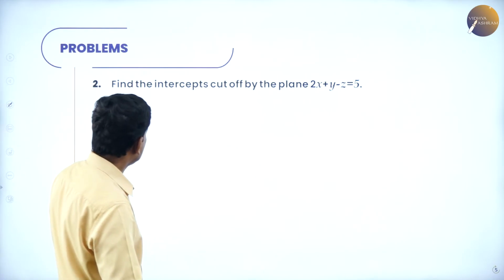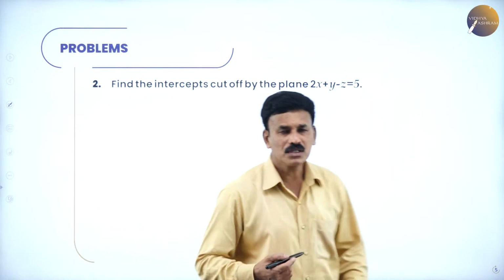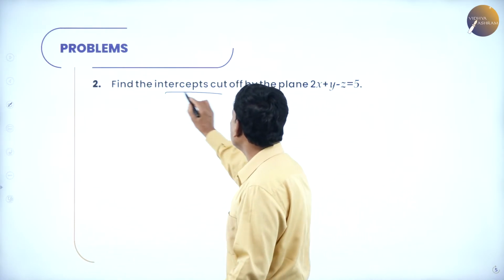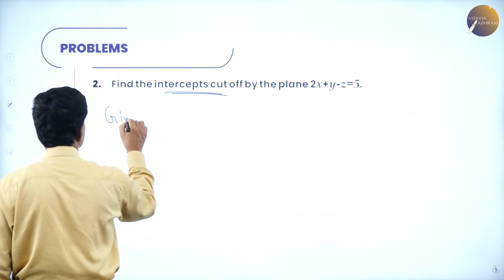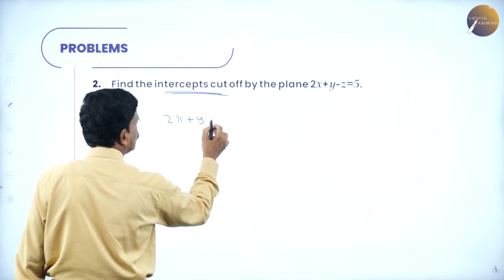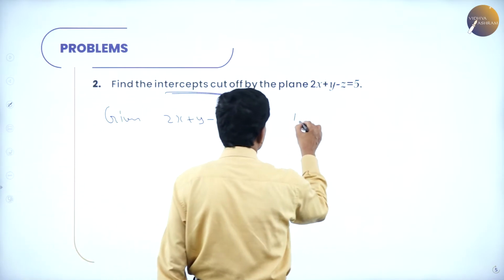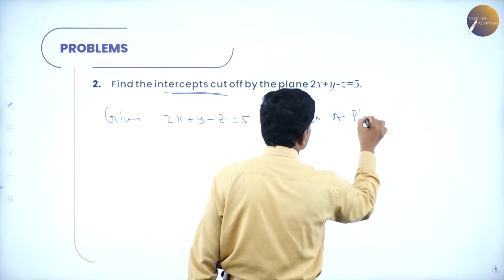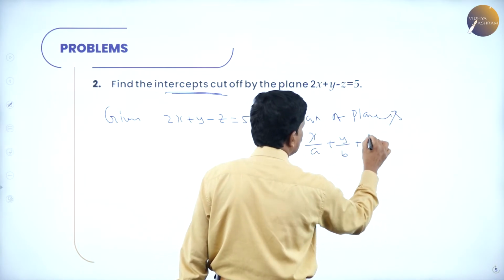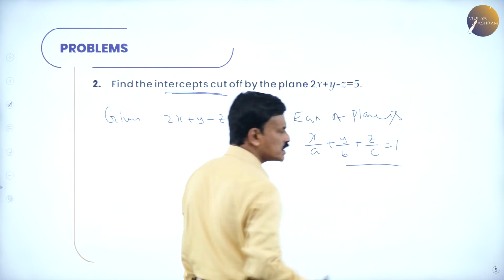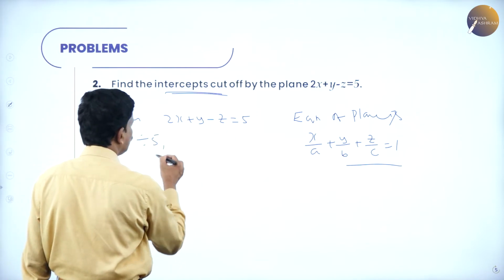Find the intercepts cut off by the plane 2x plus y minus z is equal to 5. Now what is required is to find the intercepts which the plane cuts off. So here what is given? Given that 2x plus y minus z is equal to 5. Now the standard equation of the plane is in the form x by a plus y by b plus z by c is equal to 1. Now here divide by 5 on both sides.